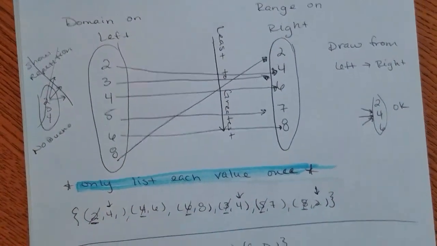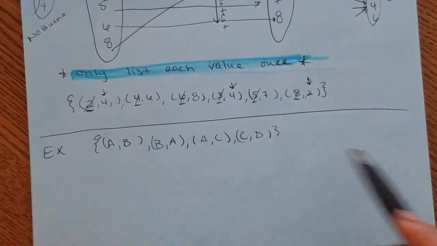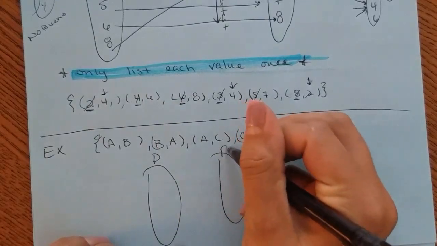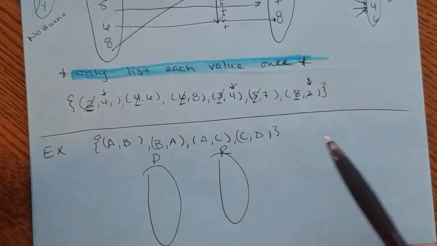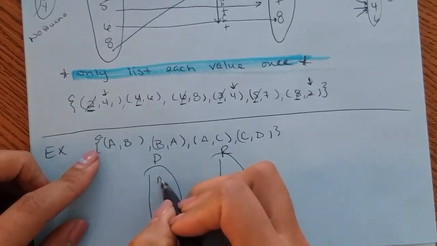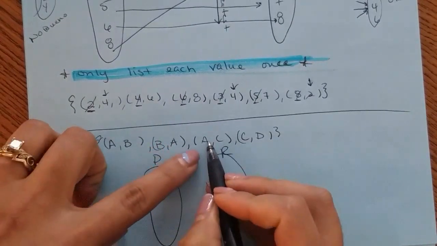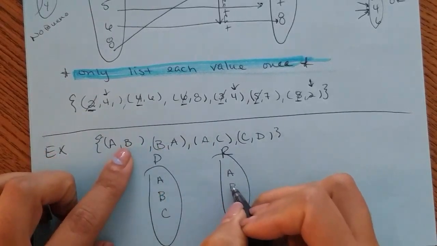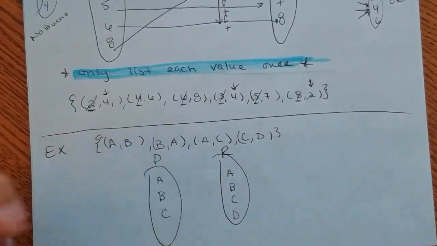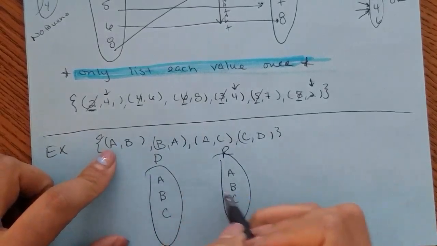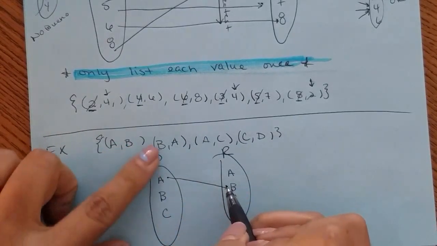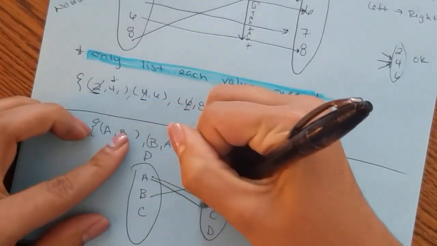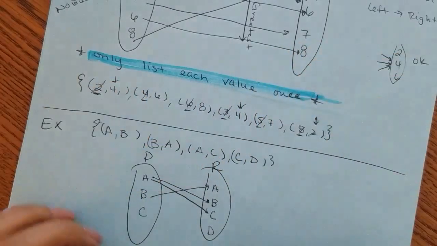So I'm going to give you a few more examples. So you set up here, domain, range, and then you set them here. These are letters, so you're going to put them in alphabetical order. A, B, A, C. Okay, the same thing. So we have A, B, C, and D. All right, no big deal. A to B, B to A, A to C, and C to D.